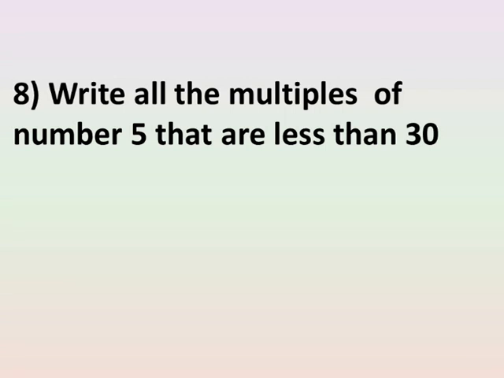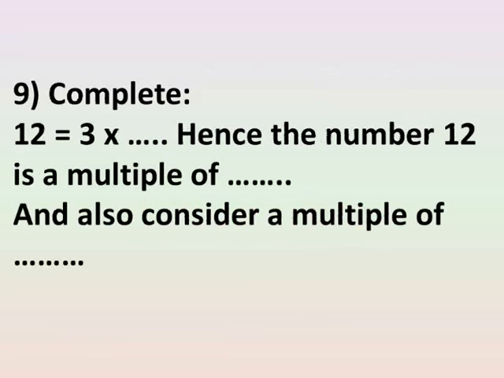Write all the multiples of 5 that are less than 30. Less than 30 we have 5 by 1 is 5, by 2 is 10, 15, 20, 25.